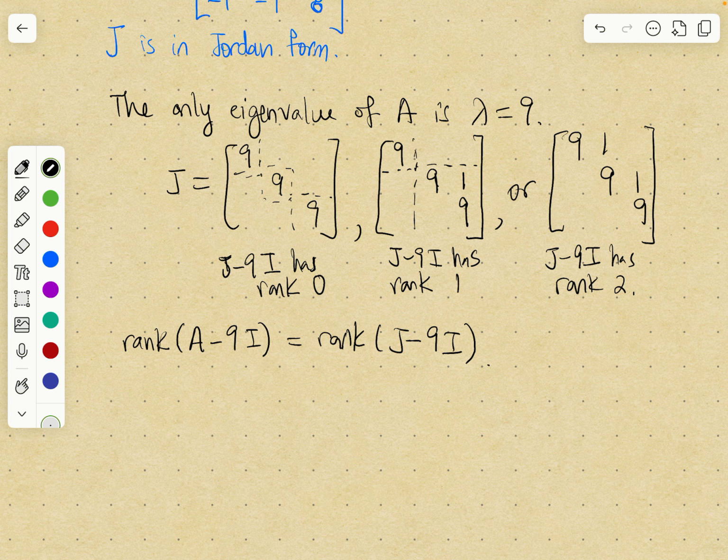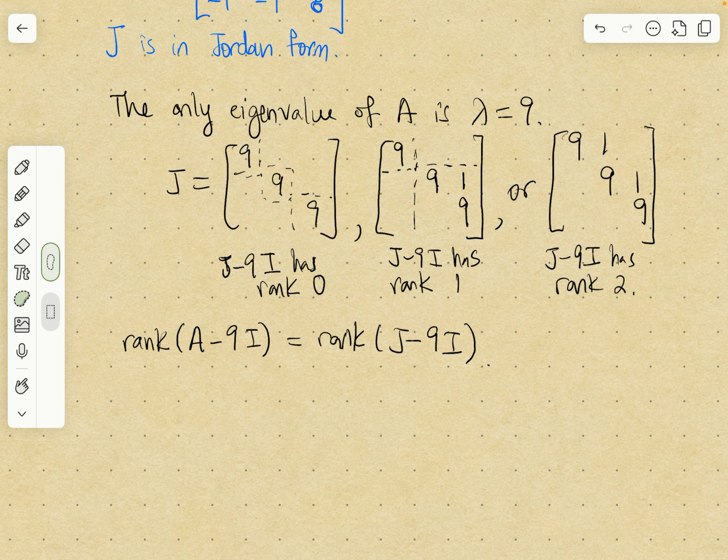And so to figure out which J we have, we know it's not the first one. So it's either this one or this one. To figure out which one it is, we can calculate the rank of A minus 9I. If the rank of A minus 9I is 1, then it's this one. And if the rank of A minus 9I is 2, then it's that one.